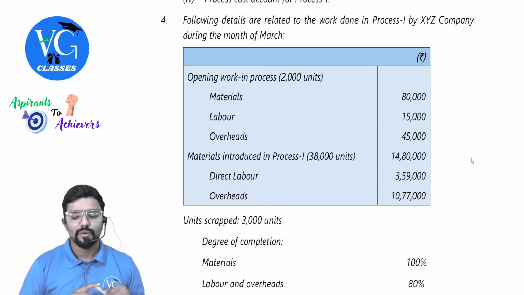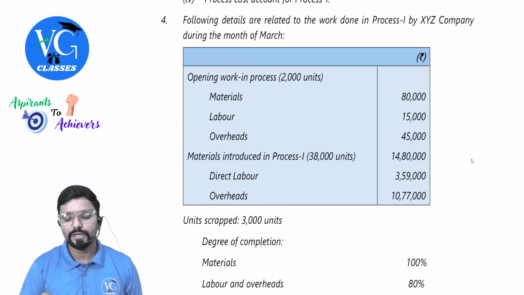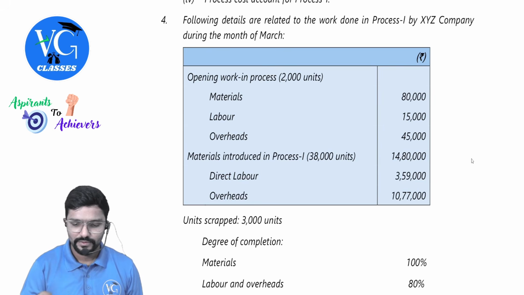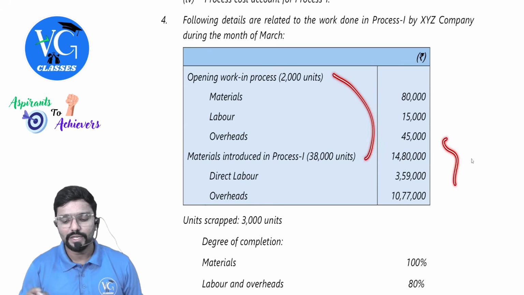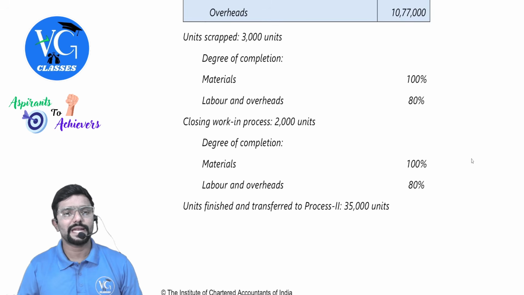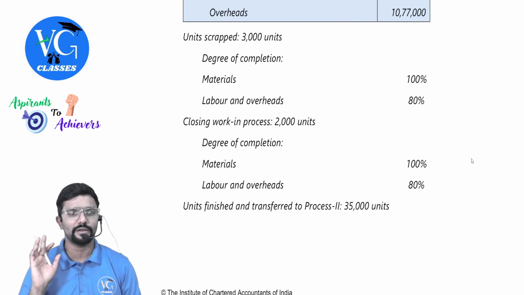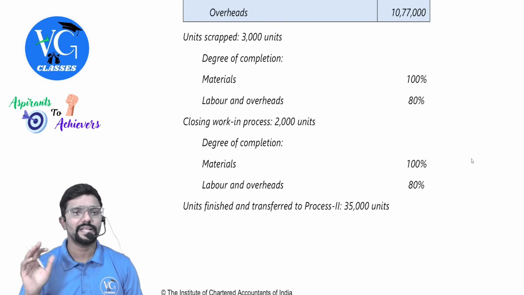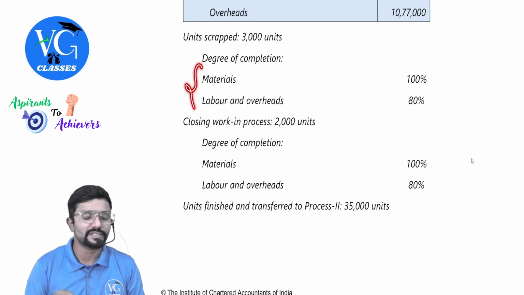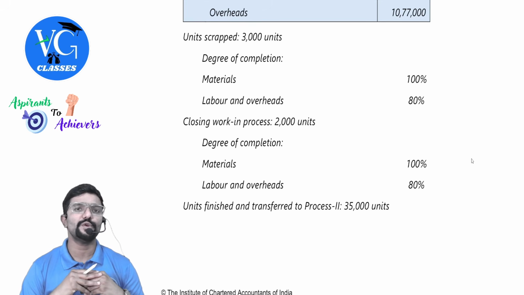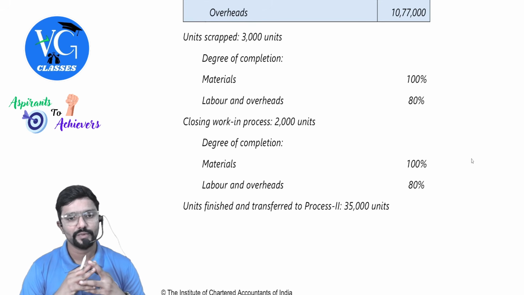Yes, sir. Now, what is the total input, guys? 40,000. Yes, sir. 40,000 is the total input. Okay. Unit scrap 3,000 units. That is total. They didn't mention normal or abnormal, that means it is total. Degree of completion, material 100%, labor and overhead 80%. Take it accordingly. But this will matter only for which loss? Abnormal loss. For normal loss, we don't consider any units while computing equivalent units.